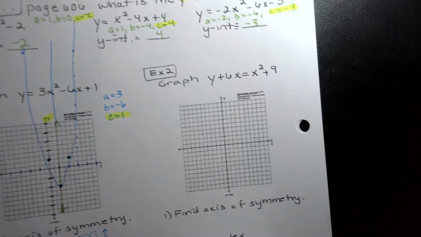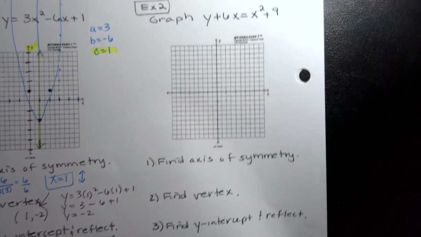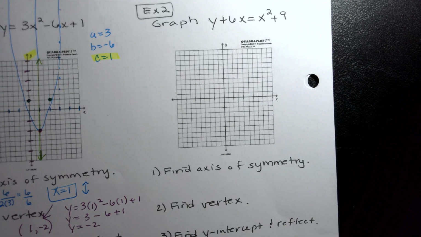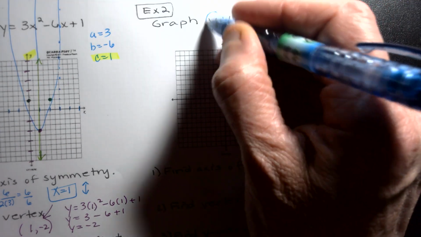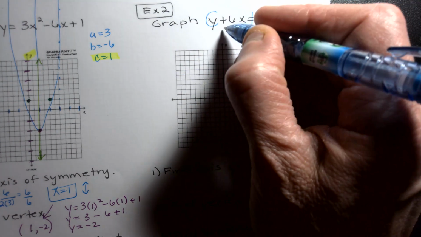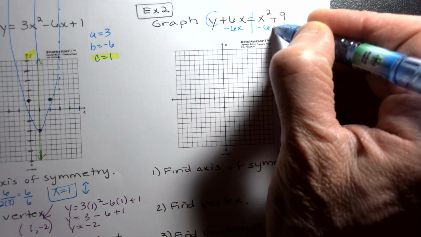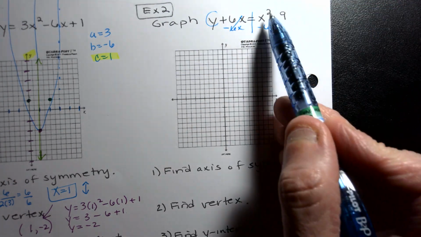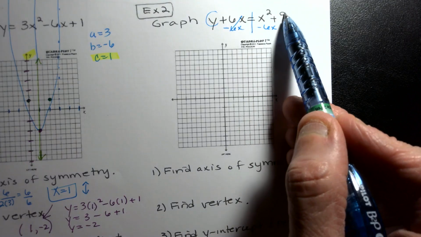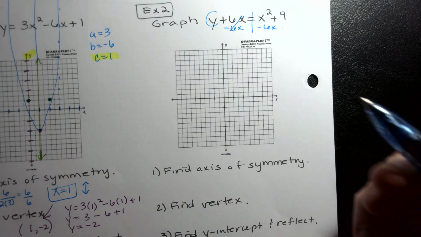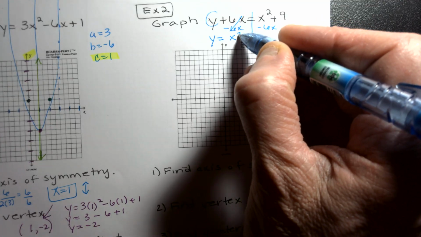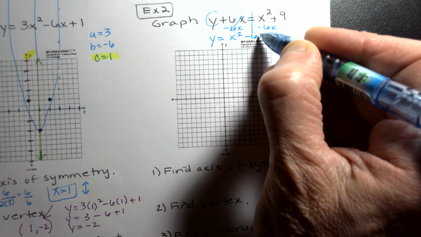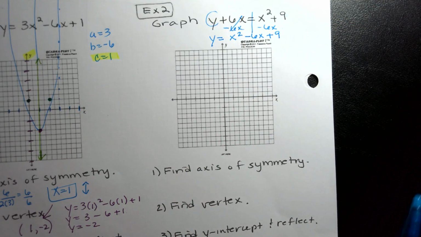And I'd like you to, once I get you started here, try to stop it and try it yourself. But the first thing we have to do is get this y alone. So I'm going to subtract the 6x on both sides, and then write this in descending order because none of these are like terms. So I'm going to have y equals x squared first, minus 6x plus 9.